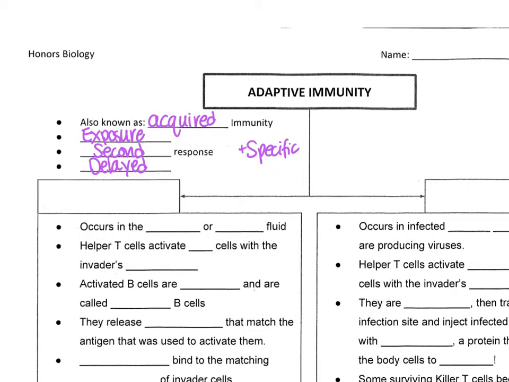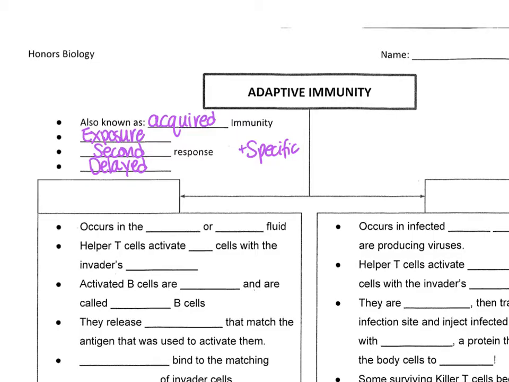Adaptive immunity is also known as acquired immunity. This is because you acquire this immunity due to exposure to different types of pathogens. So for example, if you were exposed to the seasonal flu in 2019, it is unlikely you will get the exact same flu again that year.